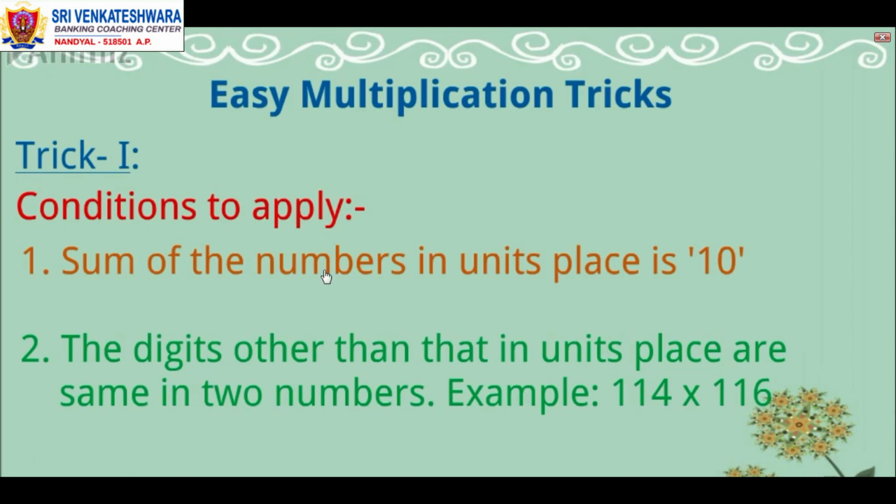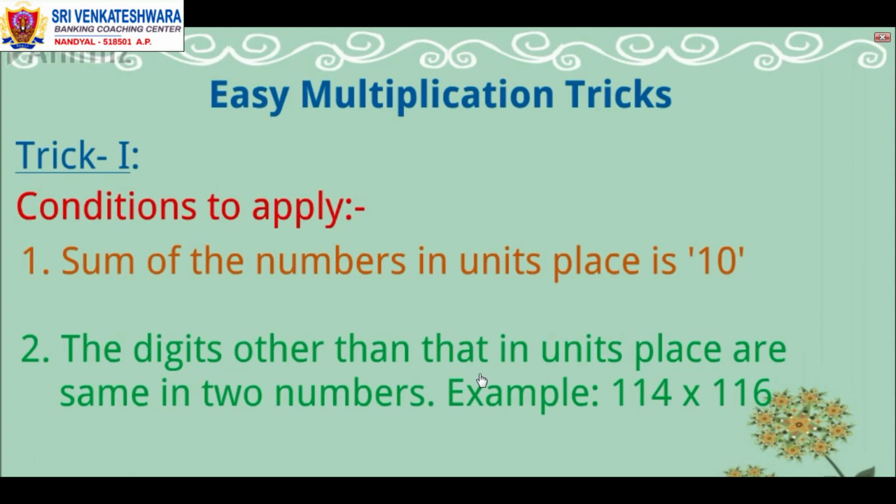Whatever numbers they give, in both the numbers you have to take the digits which are in units place. If you add the two numbers in units place, the sum must be equal to 10. That is the first condition. And the next condition is the digits other than that in units place. If you take the two given numbers, the digits present other than in units place must be the same in both numbers.